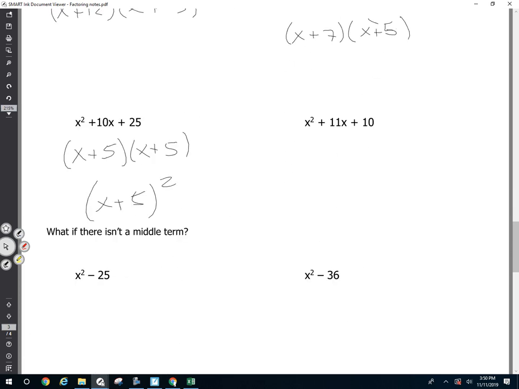We're going to do that in the future on purpose because it'll help us. Okay? X squared plus 11x plus 10, Ms. Reyes. Finally, we get one where 10 and 1, or our number and 1, work. Okay? Good.